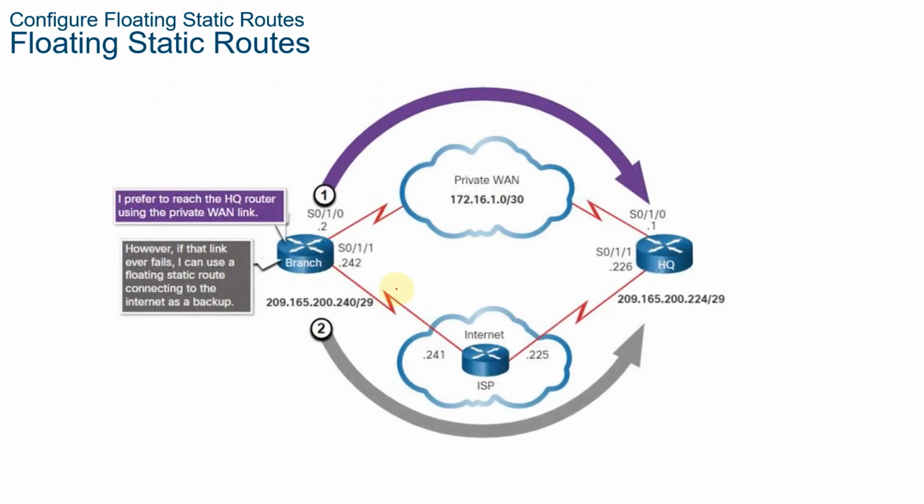In the figure here, the branch router typically forwards all traffic to the headquarters router over a private WAN link. In this example, the routers exchange route information using EIGRP. For instance, this one here uses EIGRP.